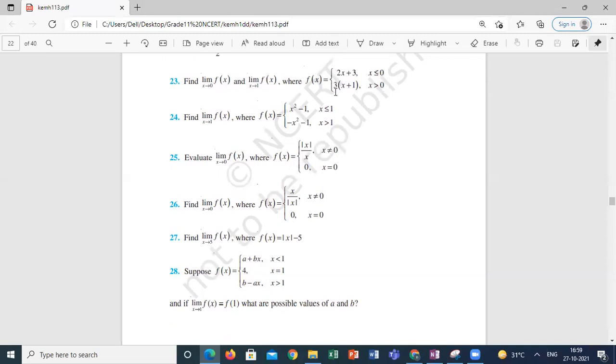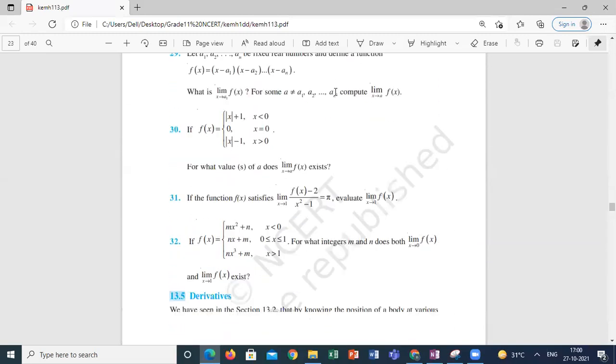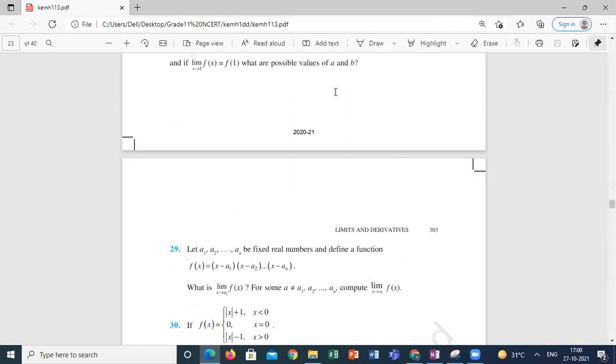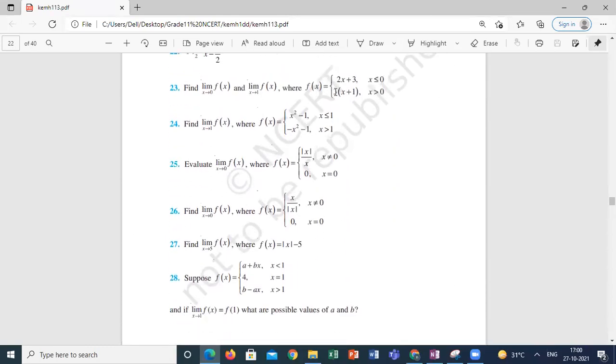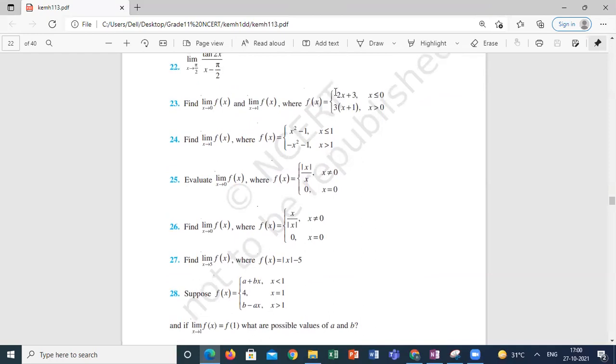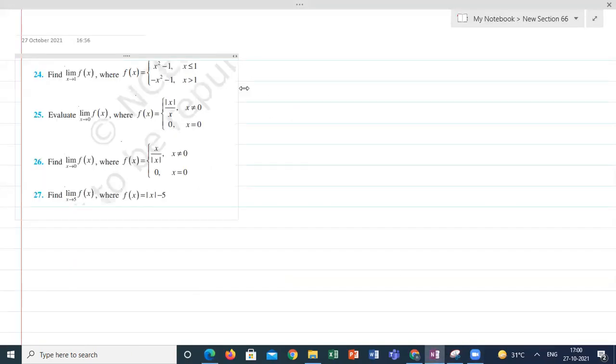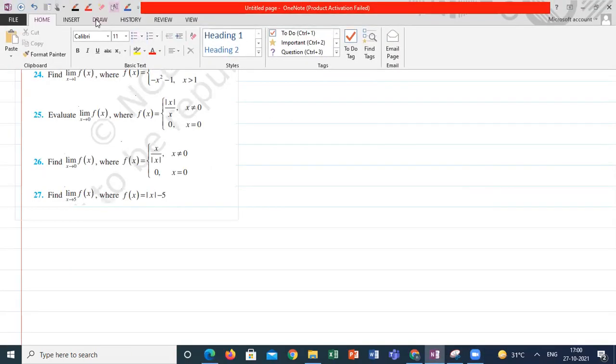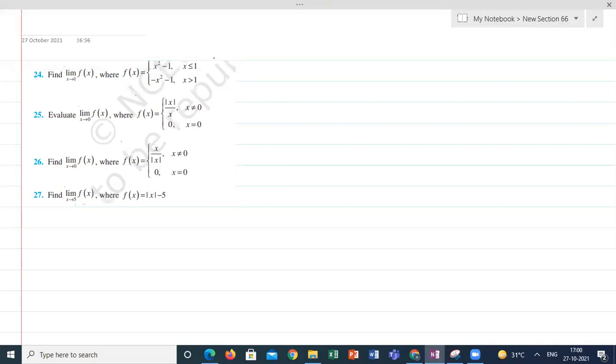So 24 onwards, all the functions are piecewise functions. If you draw the graph for these functions, you won't get a continuous graph. It might be a straight line and a curve, or a straight line split into different portions. So with these functions, we have to be a little bit careful. These are called boundary values, where the function will change. Mostly the questions will ask to find the limit at these boundary values, or the differentiation of the functions at these boundary values.